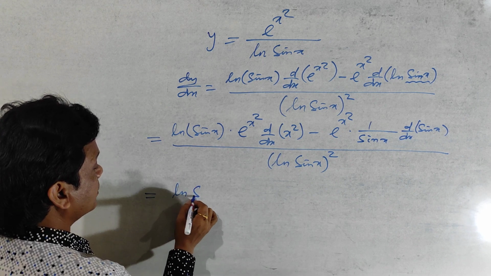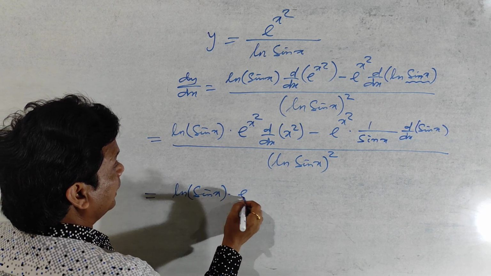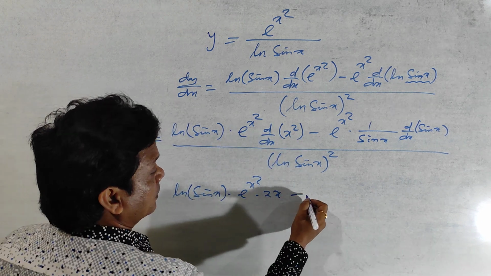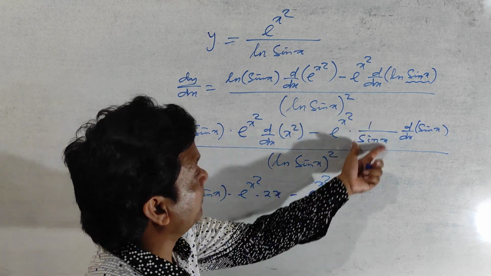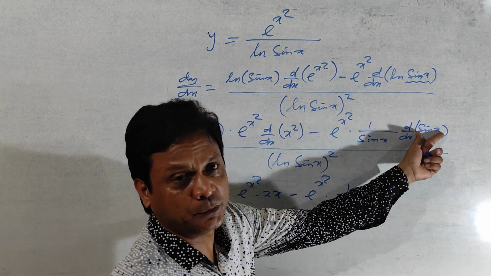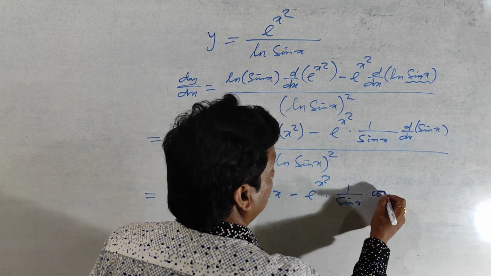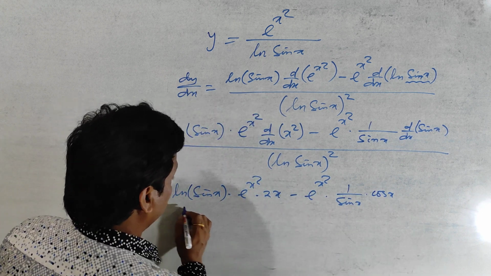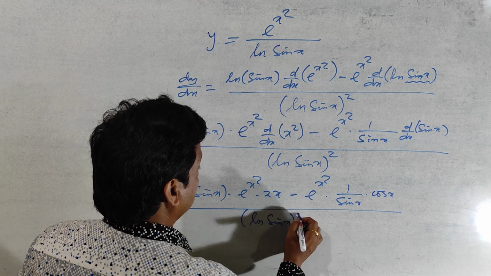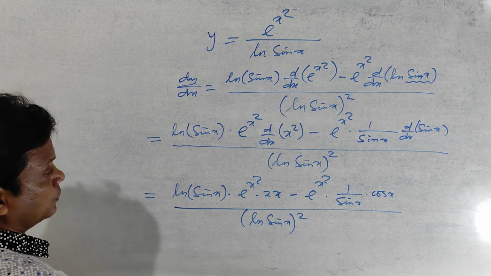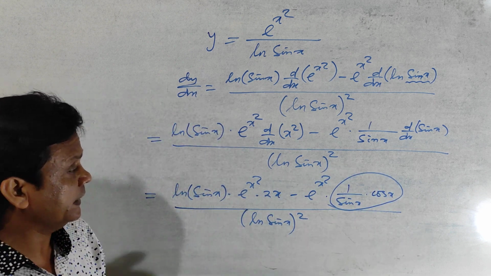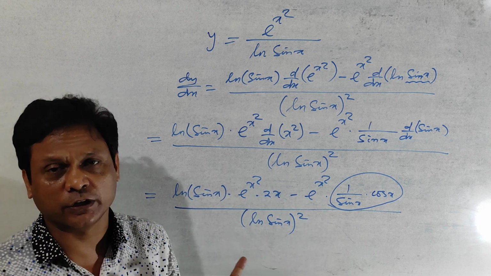Here it is ln of sin x into e to the power x square, and the derivative of x square is 2x into dx by dx, it is 1, minus e to the power x square into 1 by sin x, and you want to find the derivative of sin x. It is in the form of sin u, it is cos u into dx by dx, it is 1, whole divided by square of ln sin x. So now it becomes cos x by sin x, you should write cot x, and then take common e to the power x square. That is complete.